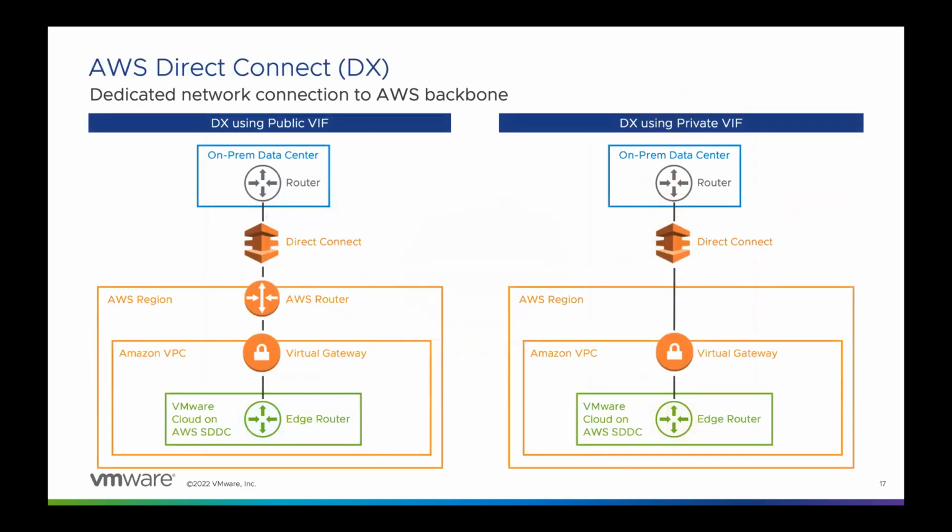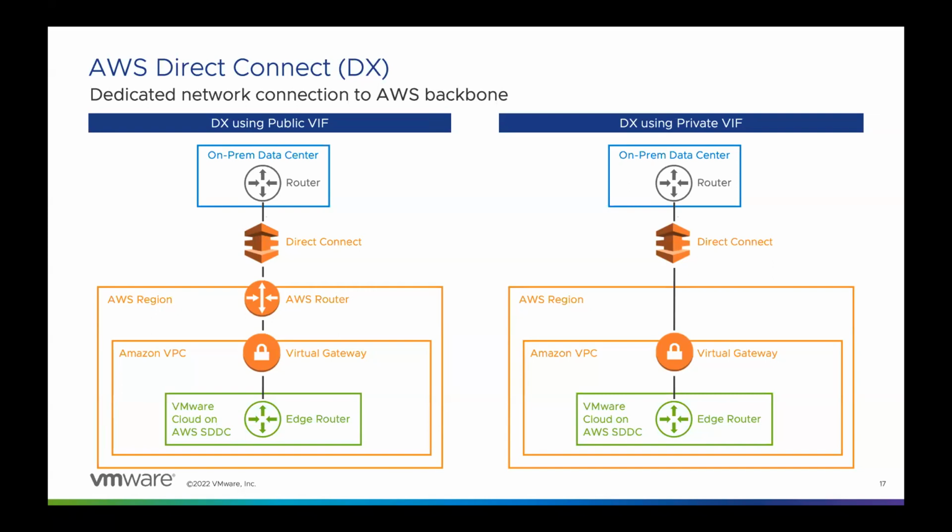Direct Connect is another way customers will connect their environments. This is going to be a dedicated direct connection between the on-prem data center and the AWS infrastructure or your SDDC. DX is just the abbreviation for Direct Connect. Direct Connect can be used with a public virtual interface or private virtual interface. Typically, we will see the private VIFs, depending on the use case.